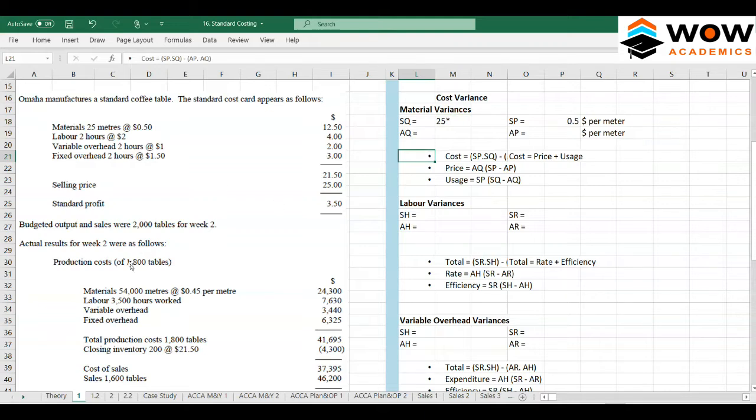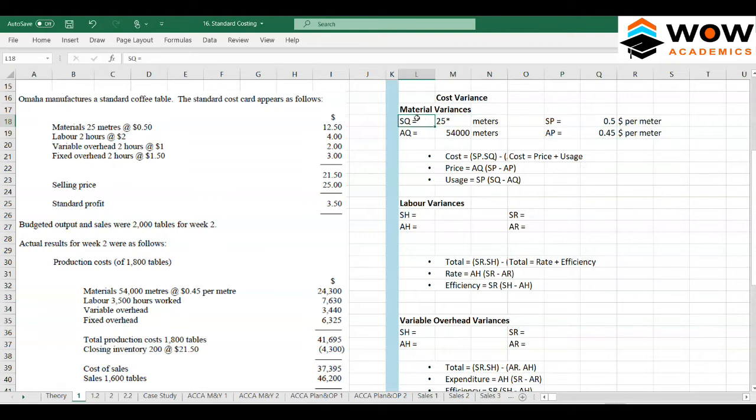So what about the actual? Actually, the company has consumed 54,000 meters. Now what's the actual price? The actual price is 0.45. That is also very clear. We got all these numbers very clearly, but the only number we couldn't get is the standard quantity.